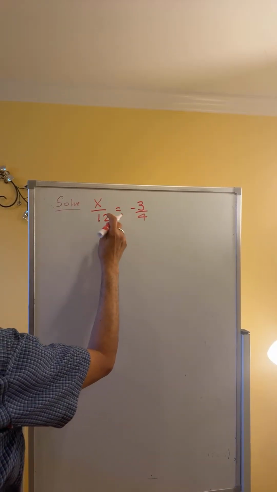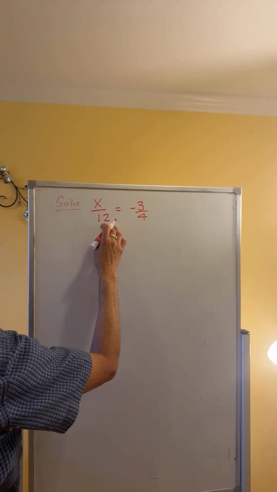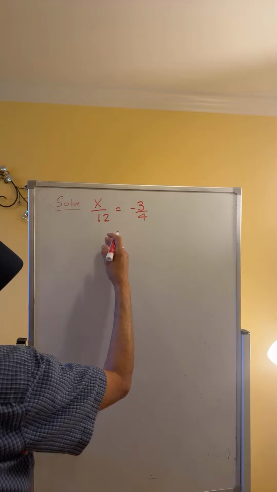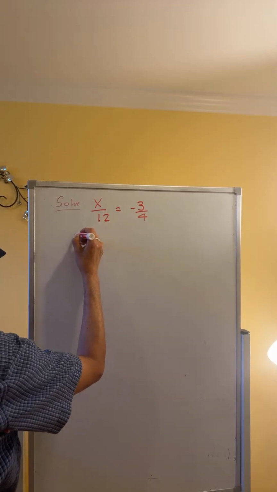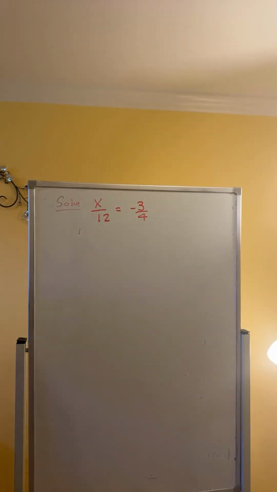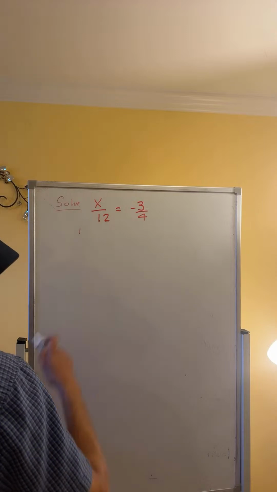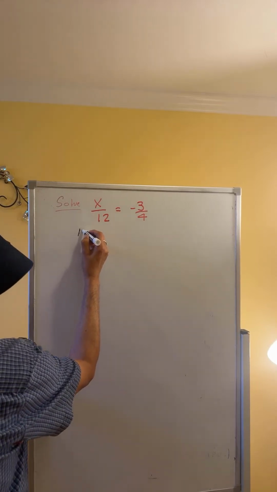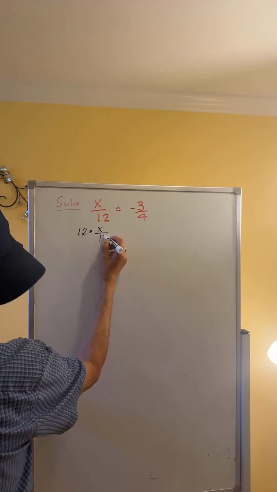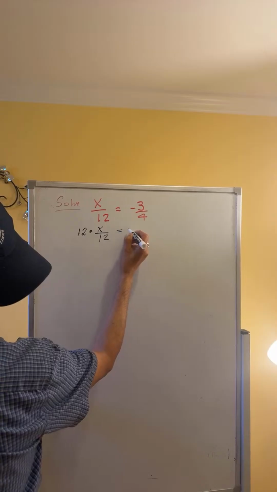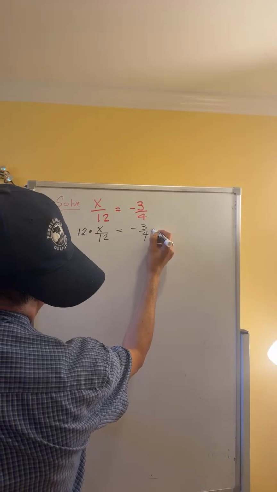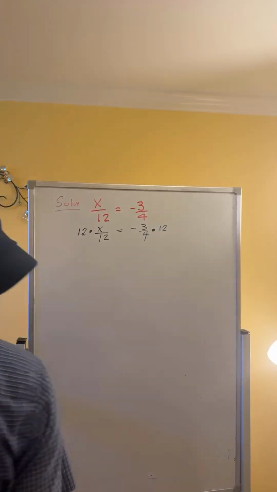So divided by 12, in order to separate the 12 which is divided by 12, we will do the opposite. The opposite of division is multiply. So we will multiply by 12 on the left hand side. So this becomes 12 times x over 12. What we do on the left hand side, we have to also do on the right hand side, which is to multiply by 12 on both sides.